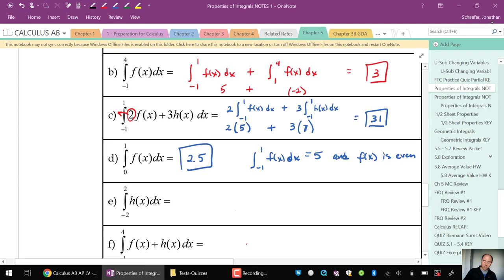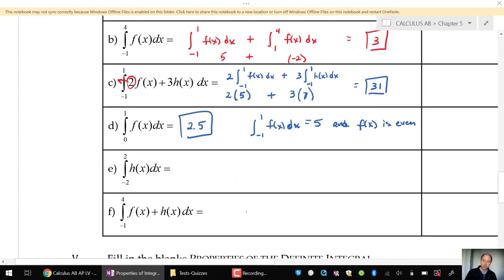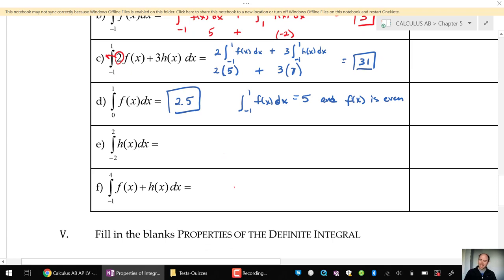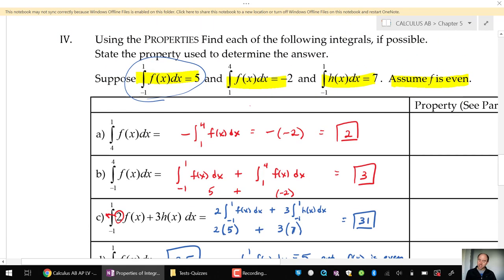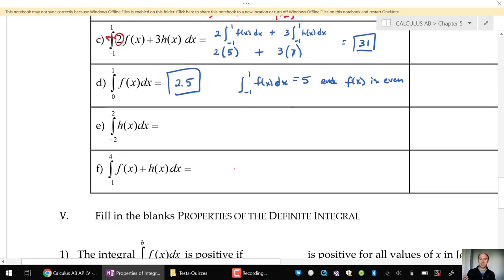Letter E says, what is the integral from -2 to 2 of h? And unfortunately, I don't know too much about h aside from this integral statement here, but I don't know if it's even or odd. So h across these symmetric limits, I really don't know. So I'm going to have to just say this is unknown. I'm unable to solve this problem with the givens that I was presented with.